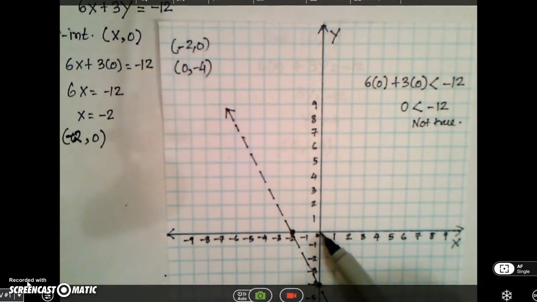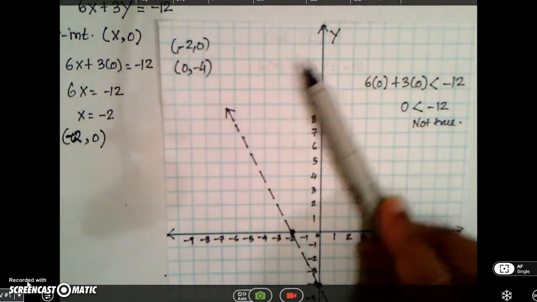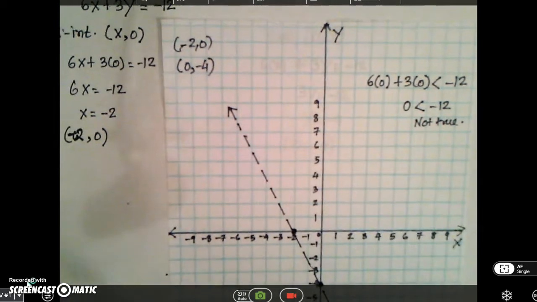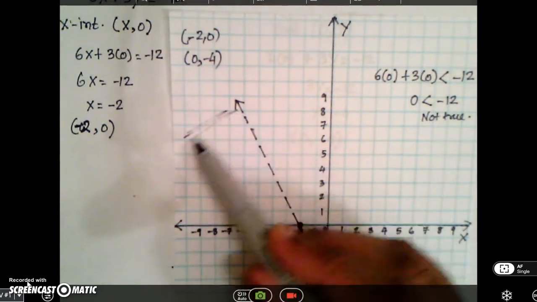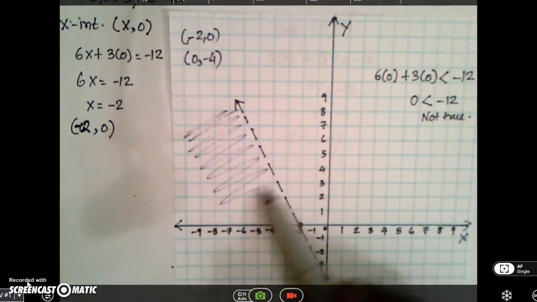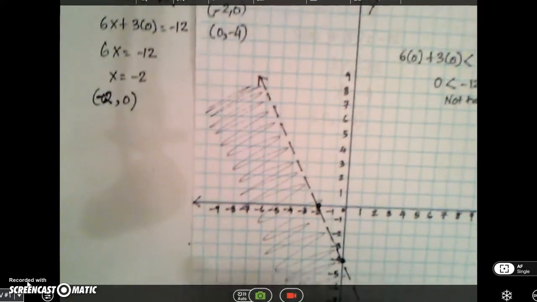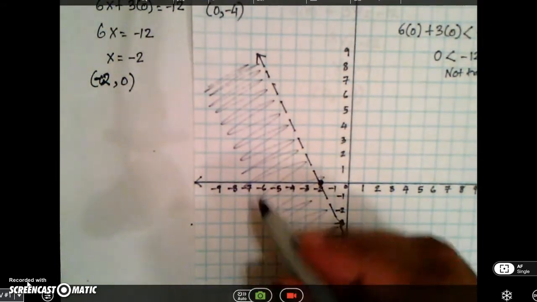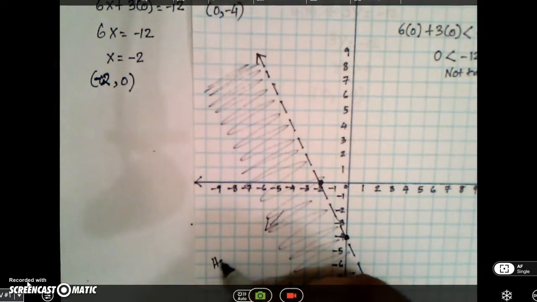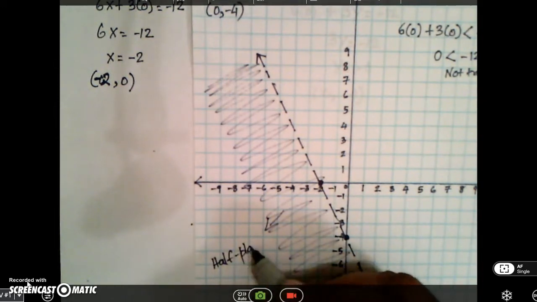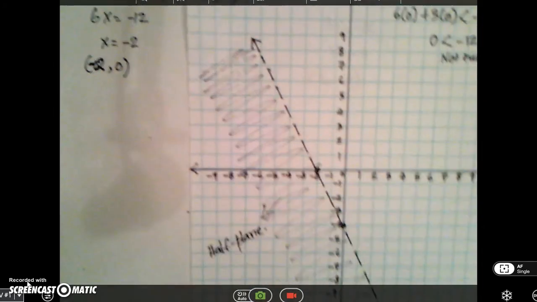Since 0, 0 is on this side, I cannot have any solution on this side of my line. So my solutions are going to be on this side of my line. So this side contains the solution to my inequality, any point that I choose. This is called my half plane. Wherever my solutions are to my inequality, that side is called the half plane.